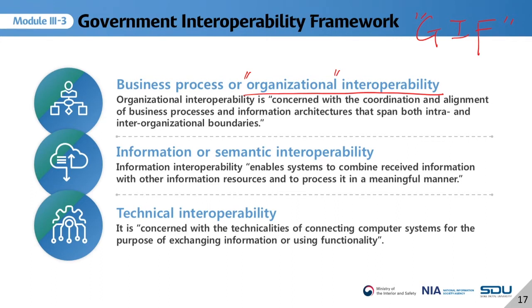And the second is semantic interoperability, so-called information interoperability. Information interoperability enables systems to combine received information with other information resources and to process it in a meaningful manner. The third dimension of interoperability is technical interoperability. This is about technicalities of connecting computer systems for the purpose of exchanging information or using functionality. So these three dimensions are the key dimensions of GIF, the Government Interoperability Framework.